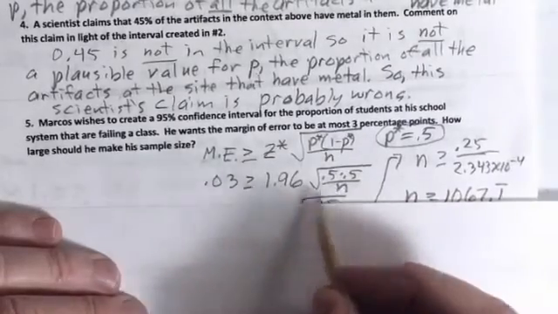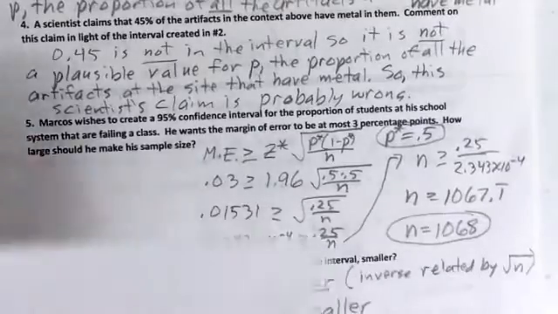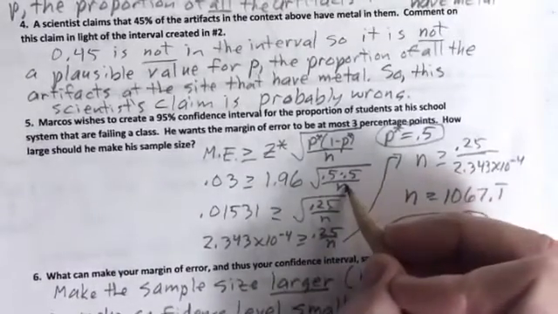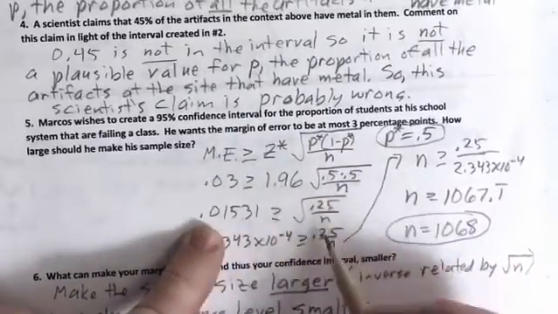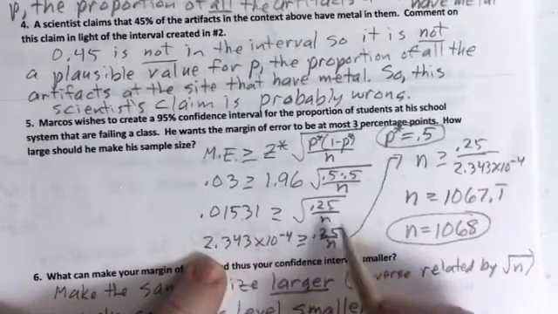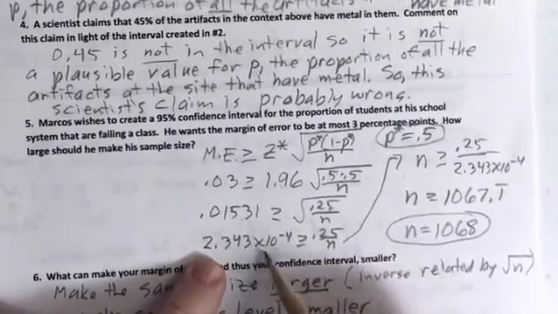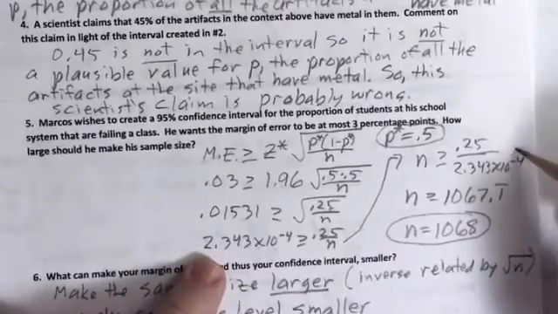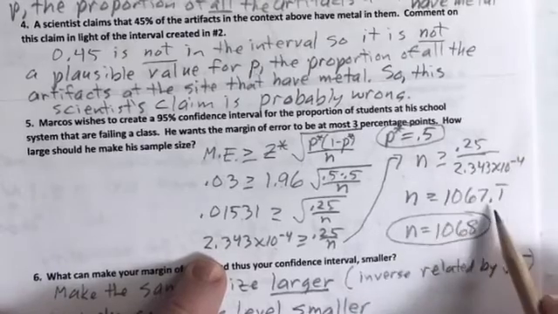From this point, we're just using our algebra skills to solve for N. So we divide both sides by 1.96 to get that. We square both sides to get that. That's 2.34 times 10 to the negative fourth. Then we multiply both sides by N, and divide by that number to get N out. If you're struggling with any of this algebra, please let me know. We can chat about it. And then we just divide those two things and we get this.